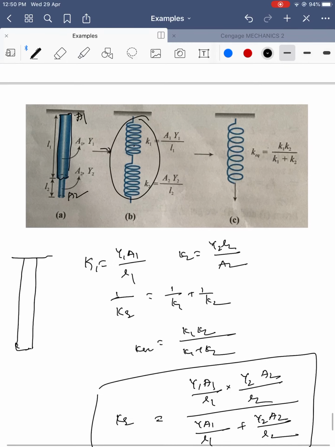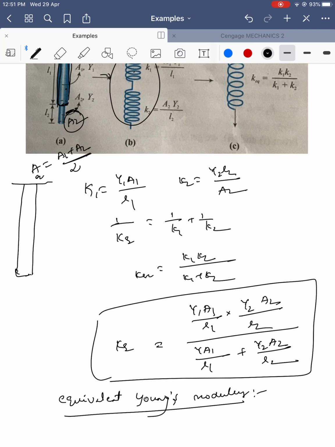So the area of this rod should be, since these two are in series, it has A1 area, it has A2 area. If the rods are in series, area equivalent is equal to A1 plus A2 by 2. How many rods are there in series? Two rods, so A1 plus A2 by 2. So I am deleting the equivalent part.